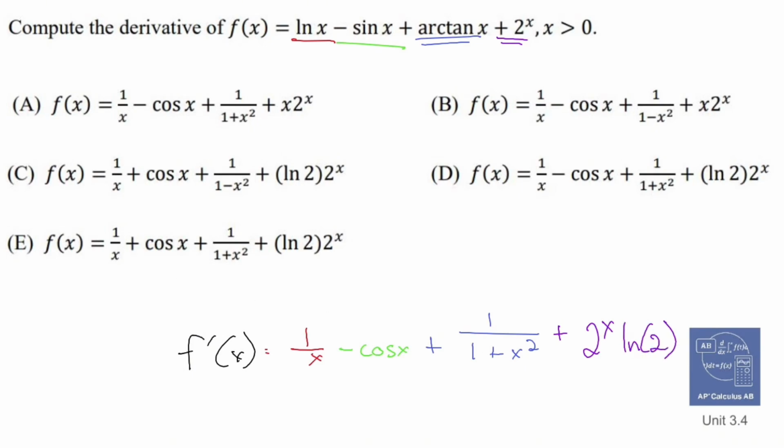So let's see if we can get rid of some options. 1 over x is consistent with everything, so that didn't help. But we have minus cos x, so the options with plus cos x go away, so C and E are no longer options. We have 1 over 1 plus x squared, so that eliminates another one. And then my last option is, even though it's backwards, 2 to the x ln of 2, so I'm going with D for that.